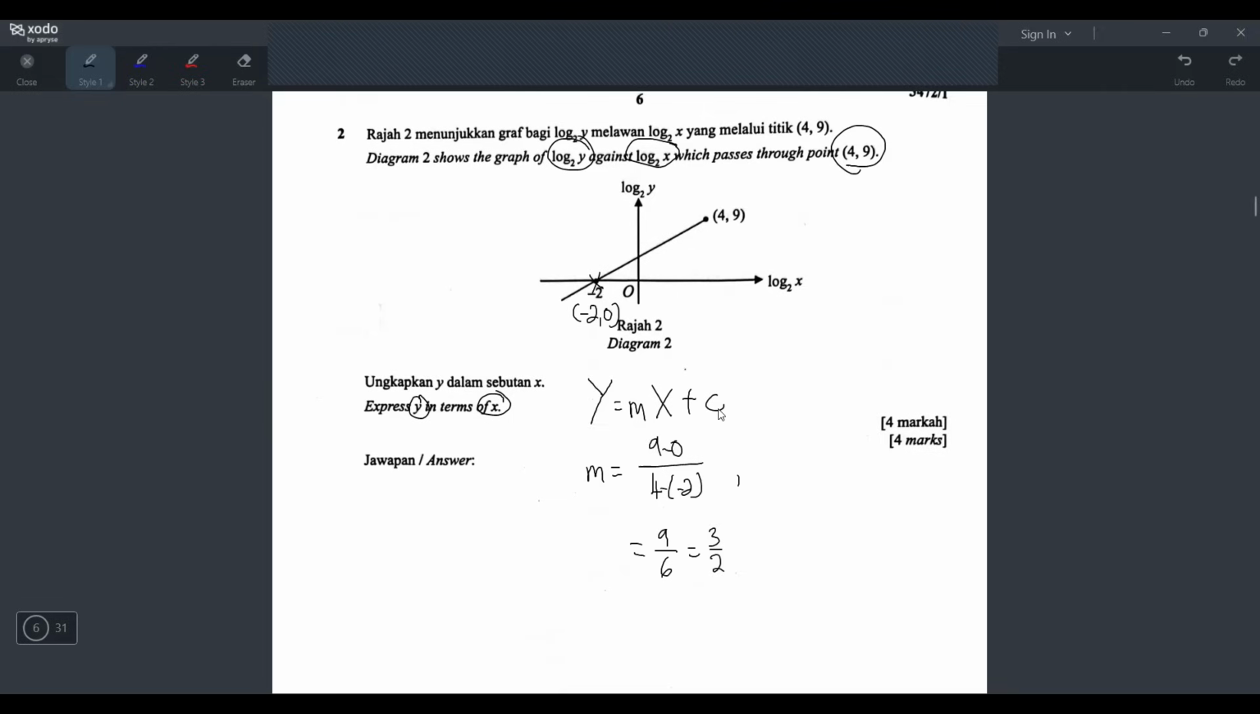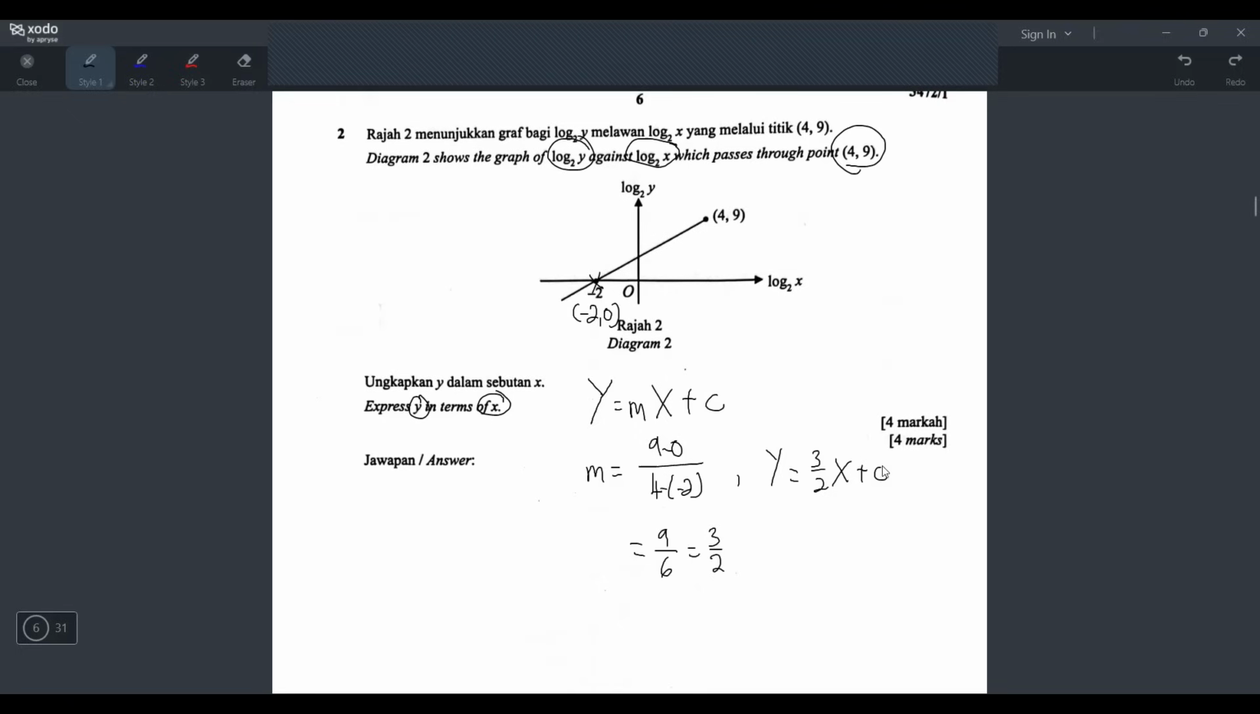Very easy. If you want to find C, since you already have your M as 3/2, you can sub inside. So it becomes big Y equals M 3/2 big X plus C, right? Okay, but a lot of students will try to change Y with the log Y base 2. I recommend don't change yet. After you find M and C, then change that.